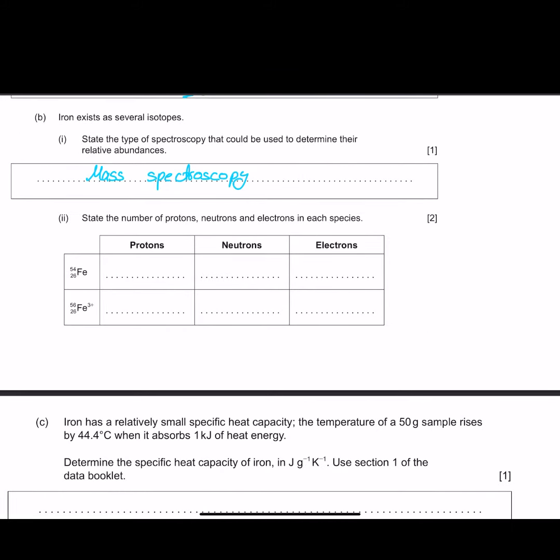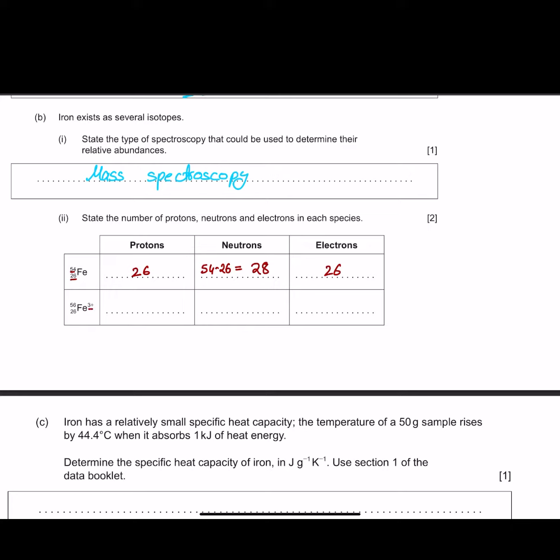Moving on to the next question. We have to state the number of protons, neutrons, and electrons in each of the species. Obviously, the top one is the mass number, the lower one is the atomic number. Number of protons is always equal to the atomic number. And as it is a neutral atom, the number of electrons will be equal to the number of protons. Number of neutrons will be mass number minus number of protons. So this will be equal to 28.